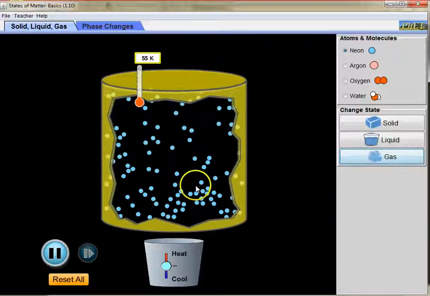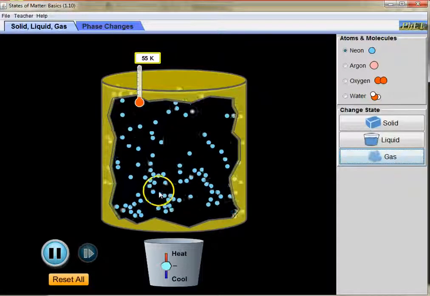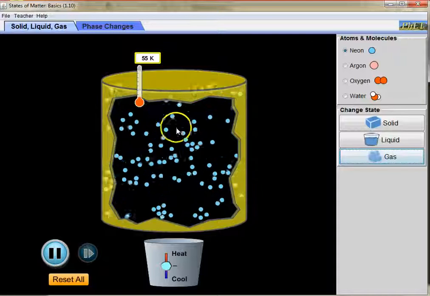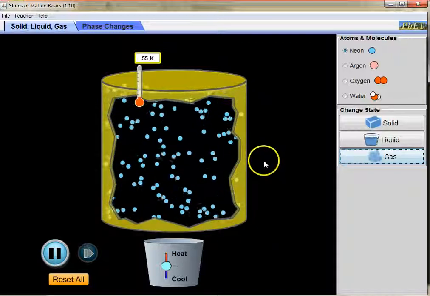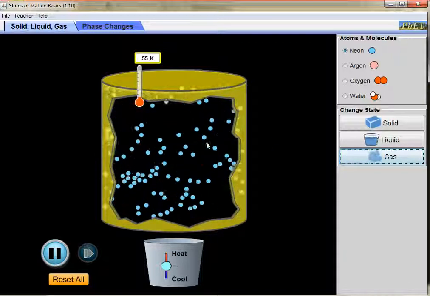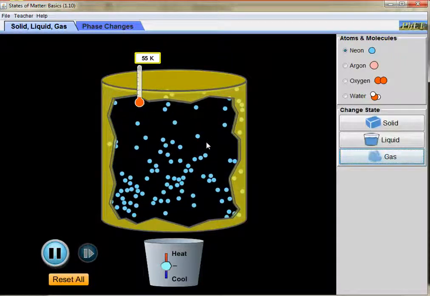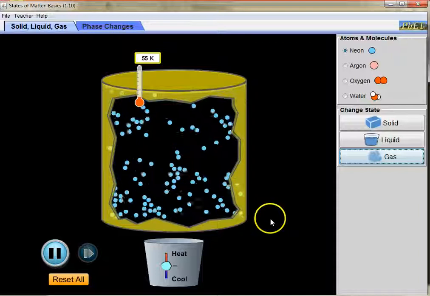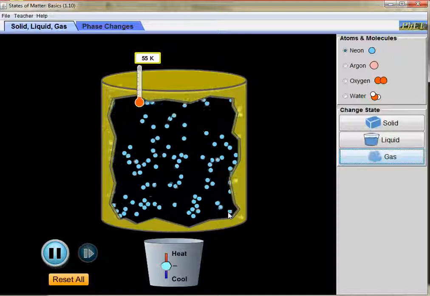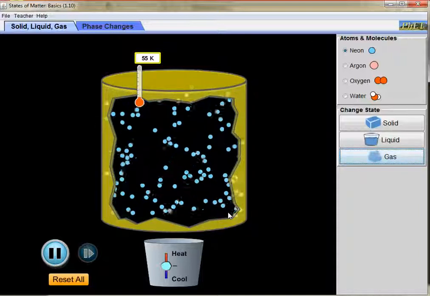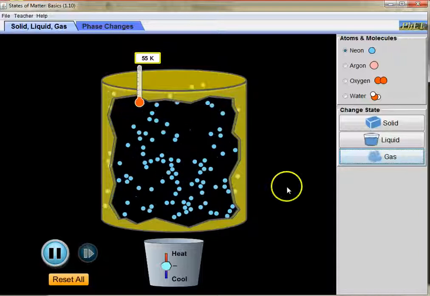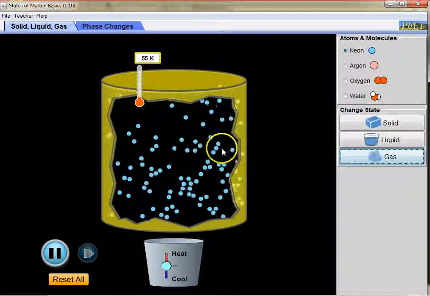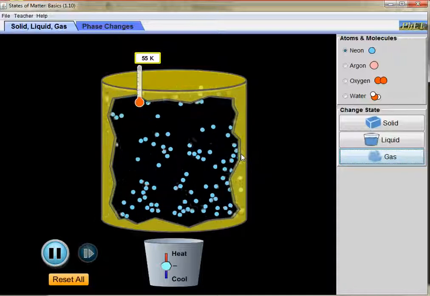You can see the type of motion these particles have. If you follow one single particle, it is pretty much going in a straight line, and you will see that it goes in a straight line until it collides with another particle or with the wall of the container. You can see that it doesn't go in a wobbly direction. It goes pretty much in a straight line in a random direction, until it collides with another particle or with the wall of the container.